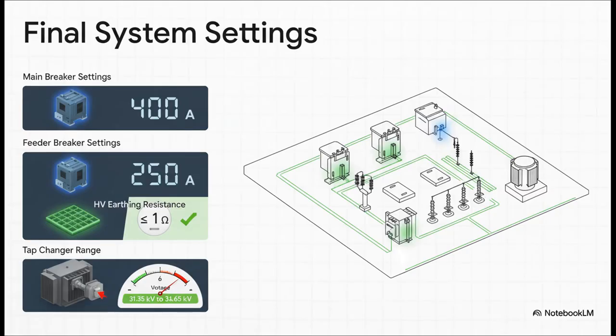And this is it, the final settings. This is like dialing in the controls. We're going to set our main and feeder circuit breakers to trip at specific currents. That's our ultimate safety net. We'll double check that our earthing system has a super low resistance, under 1 ohm, so any fault has a safe path straight to the ground. And finally, we set the tap changer. This is a really cool device that lets the transformer tweak its voltage ratio just a little bit, all by itself, to keep the voltage going out to customers nice and stable, even if the main grid is fluctuating.